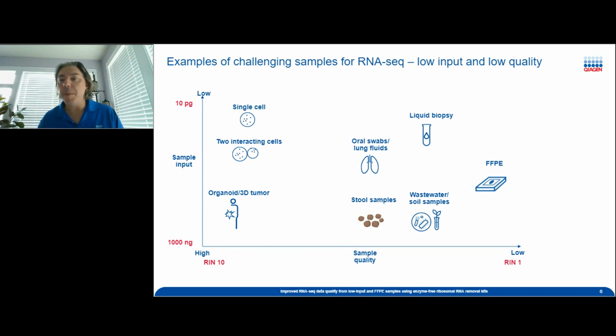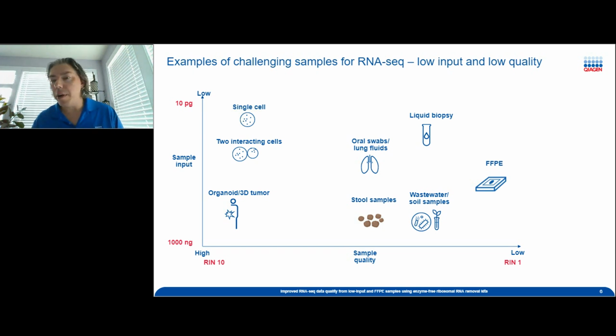These samples tend to be more challenging, and that's really because of two factors: either there are low amounts of RNA, or the RNA is going to become degraded, either during the fixation process for FFPE or because the RNA is in a very dynamic environment and it's going to get fragmented.